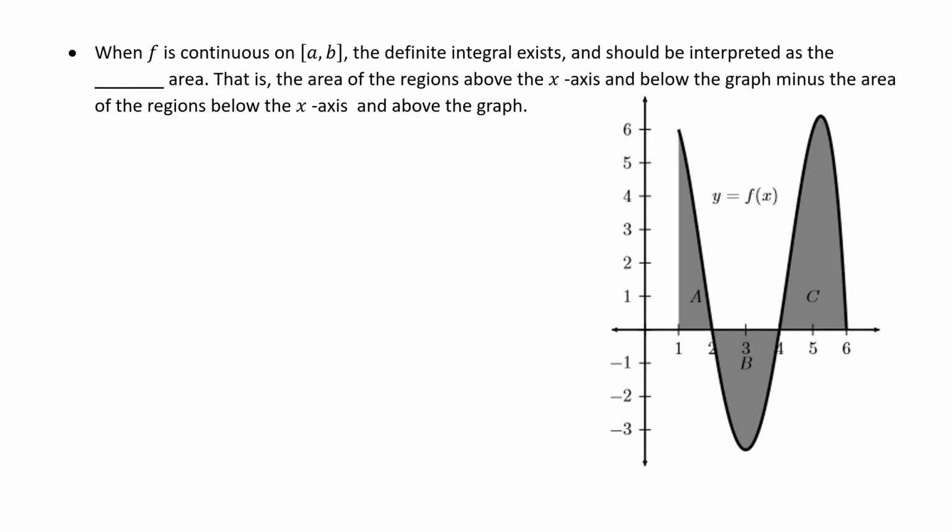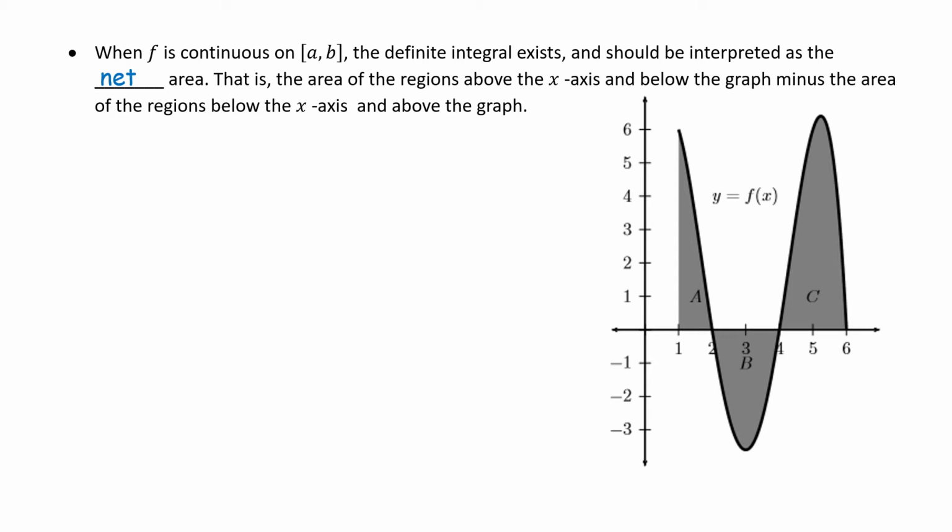When f is continuous on the closed interval from a to b, the definite integral exists and should be interpreted as the net area. That is, the area of the regions above the x-axis and below the graph minus the area of the regions below the x-axis and above the graph. I'll use the graph provided to discuss net area.